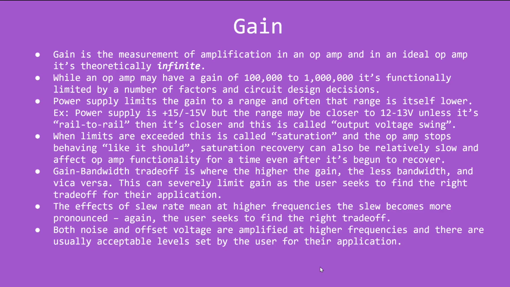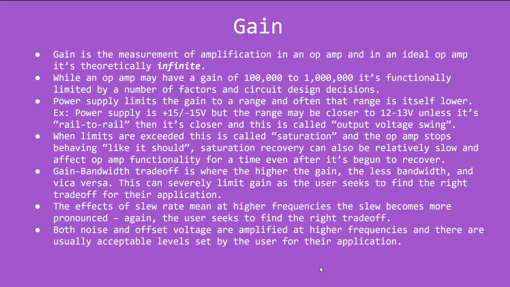And then we have gain. That's the measurement of the amplification of the op amp. In an ideal op amp, it can be infinite. But even if it's not infinite, numbers such as 100,000 or a million can be a bit misleading, as the gain is limited by other factors, and that starts with the power supply.